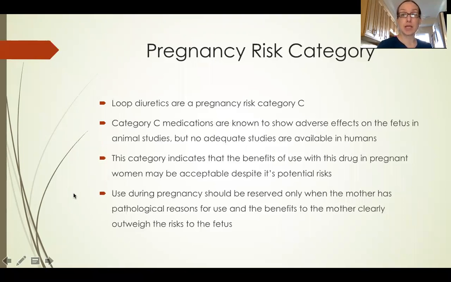They're a pregnancy risk category C. Category C medications are known to show adverse effects in the fetus in animal studies, but no adequate studies are available in humans. This category indicates that benefits of use with this drug in pregnant women may be acceptable despite its potential risks, and use during pregnancy should be reserved only when the mother has pathological reasons for use and the benefits to the mother clearly outweigh the risks to the fetus.